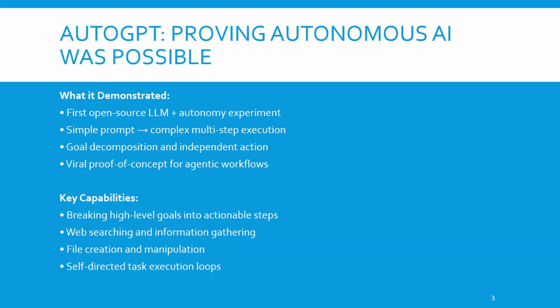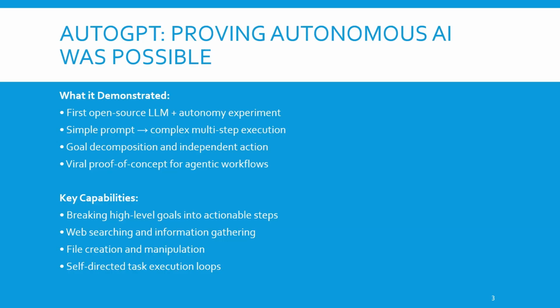Users could give it a simple prompt like "help me start a business," and AutoGPT would use its own reasoning to break down that goal into steps, search online for relevant information, write files with business plans, and execute complex multi-step workflows entirely on its own.